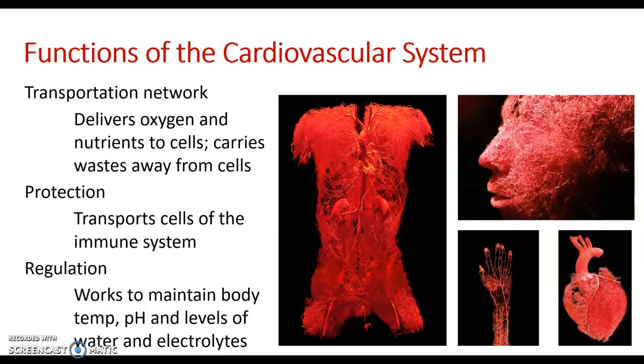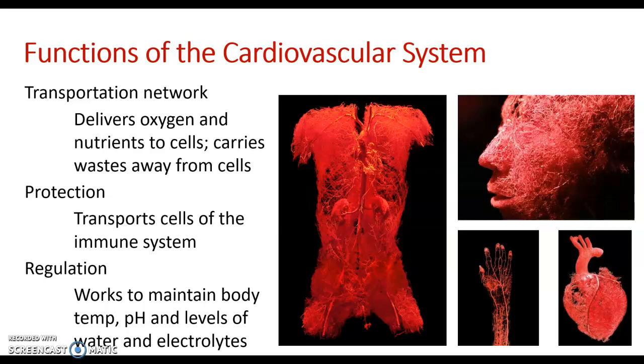Secondary to transportation, the cardiovascular system is also performing a protective function, because this is where we're going to see the cells of our immune system housed and transported throughout the body. So we'll talk about white blood cells as part of the cardiovascular system and also as part of the lymphatic system next, our body's other system of vessels.